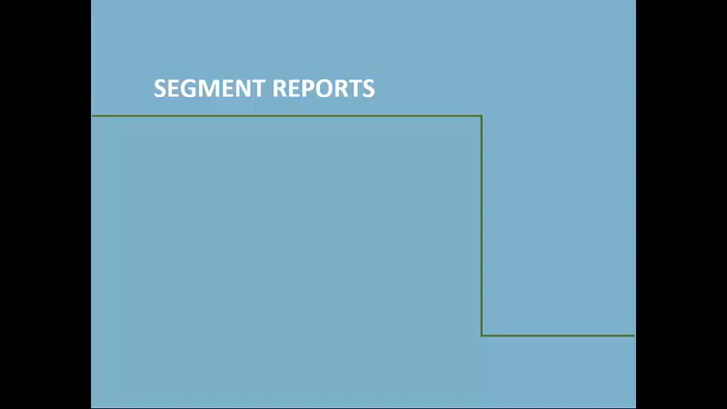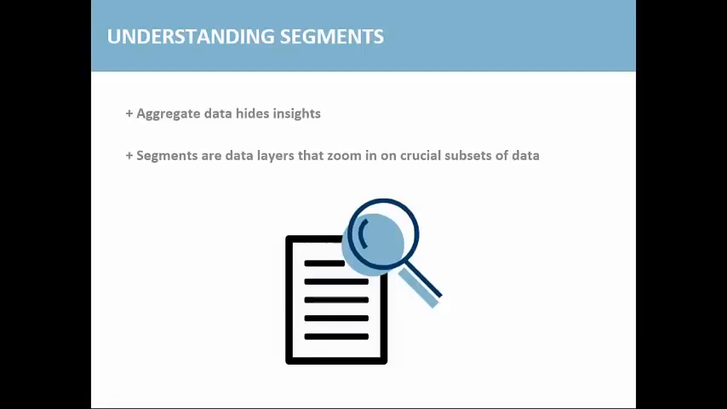And for our last section here, I wanted to talk about segments reports. These are great because aggregate data actually hides insights. But aggregate data is what we see when we just log into analytics and are looking at all of those gigantic Excel sheets we've seen earlier in the presentation. Segments are data layers we can add in analytics, and they let us zoom in on crucial subsets of data. This way, for example, we can look at customers who convert versus those that don't, or visits by mobile only, or only logged in users, and that lets us hone in and concentrate.